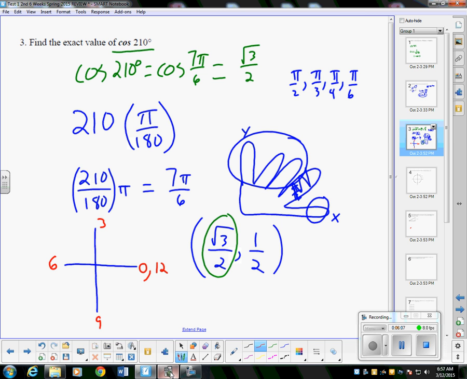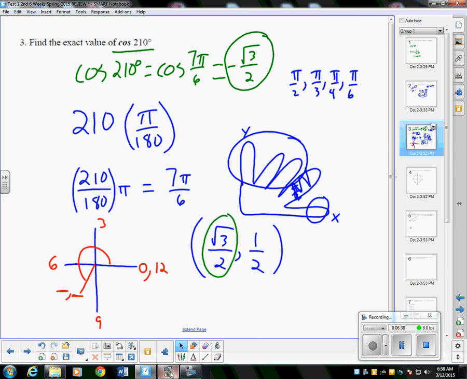Well, I want to go 7. So if I start here and go to here, I've gone 6. I can't go all the way down to the fourth quadrant because that's too far. So I must be in the third quadrant, which means my y's are negative and so are my x's. Therefore, the final answer is negative square root of 3 over 2. The cosine of 210 degrees is negative square root of 3 over 2.